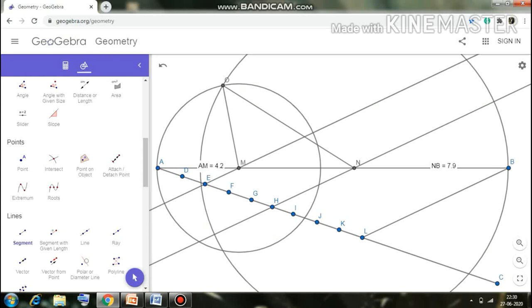And you can also check whether the construction satisfies our question or not. To do that, you can check if the perimeter of the triangle is 18 centimeters or not. And by perimeter, I mean sum of OM, MN and NO. So this should be 18 centimeters, and the ratio of the sides of the triangle should be 2:3:4.